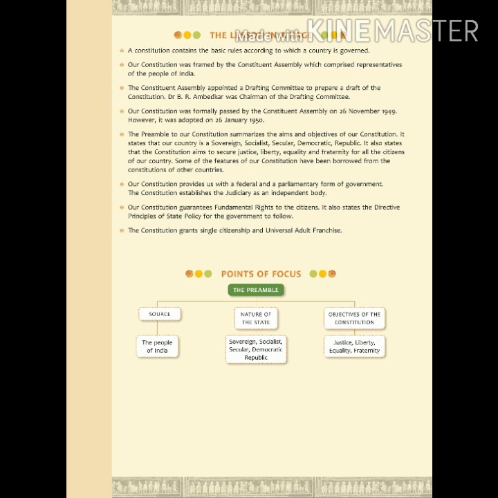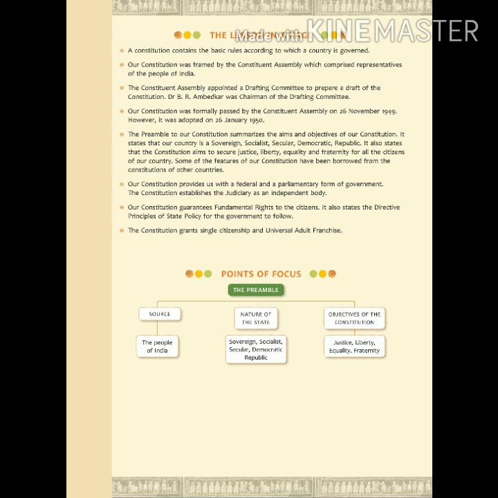First point, a constitution contains the basic rules according to which a country is governed. So that is why we framed the Constitution of India once it was declared free from the British rule. Our Constitution was framed by the Constituent Assembly, which comprised representatives of the people of India. The Constituent Assembly appointed a drafting committee to prepare a draft of the Constitution.